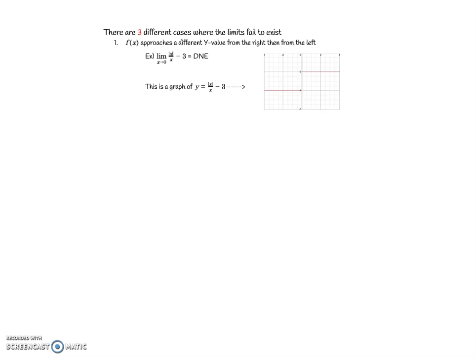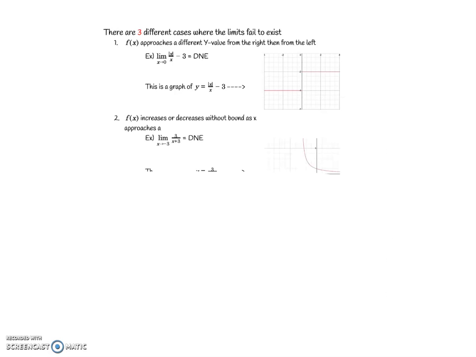Even with those methods, there are still some limits that fail to exist. One of the ways is when the function is approaching different y values from the right and from the left at a specific x value, as seen right over here. In this function, at 0, from the left, the function approaches -4. From the right, the function approaches -2. In this case, a double-sided limit cannot be found because the function approaches a different value from the left and the right.